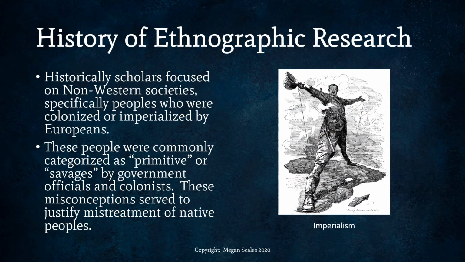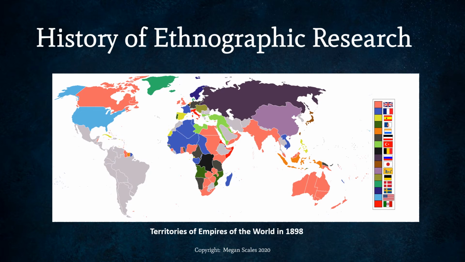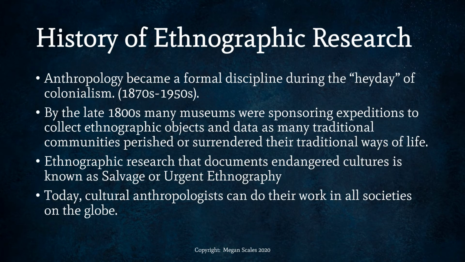I've already discussed the history of anthropology in previous lessons, but the history of ethnographic research goes back to European colonialism and imperialism, when people from Europe were encountering people from other societies. So people from Europe were going all over the world and meeting all sorts of different people with different lifestyles. And today, cultural anthropologists can do their work in all societies on the globe.